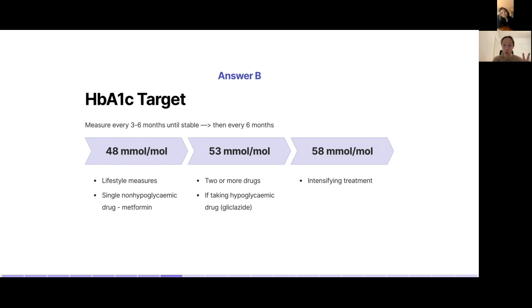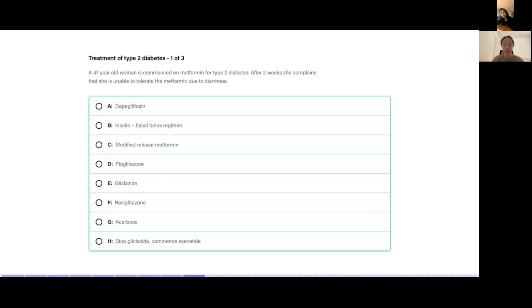But if they're started on 2 or more diabetic medications, or on drugs that cause a drop in your blood sugar, which in this case would be gliclazide, their target HbA1c is increased to 53. And if medication isn't improving things and maybe they're on triple therapy drugs, which we'll touch upon next, their HbA1c target increases further to 58 millimoles. So there are not a lot of numbers to remember for type 2 diabetic management, just 48, 53, and 58.